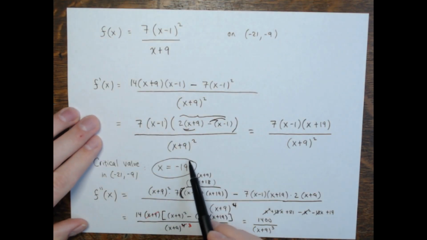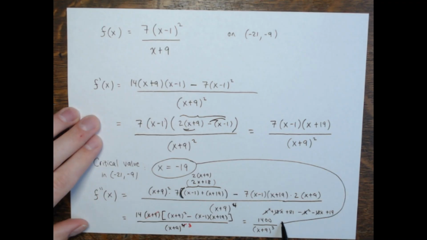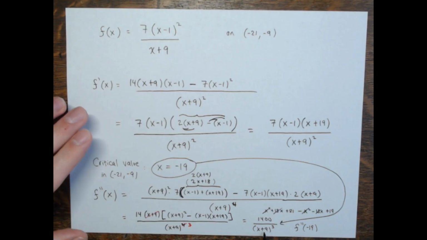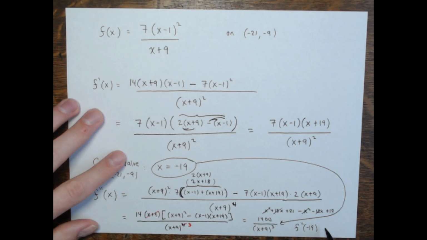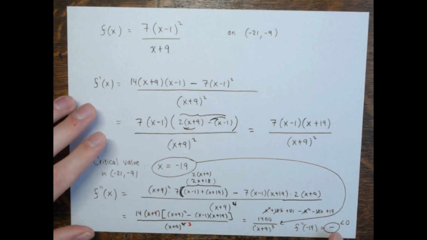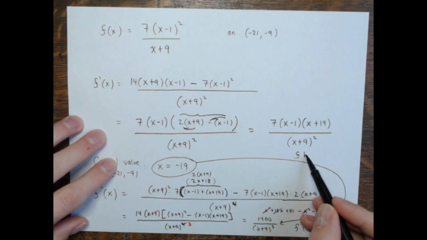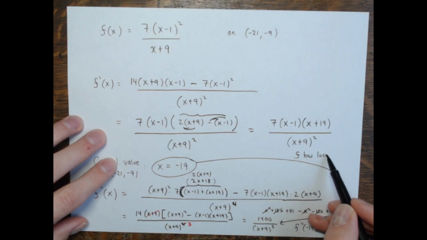And then when I plug my critical value into this, so the second derivative at negative 19, you have a positive numerator and a negative denominator, right? This would be negative 19 plus 9, negative 10 cubed. That'd be negative 1,000. Positive numerator, negative denominator would be a negative value, right? Less than 0. And I don't really care exactly what it is, just that it's negative. So f has a local max.